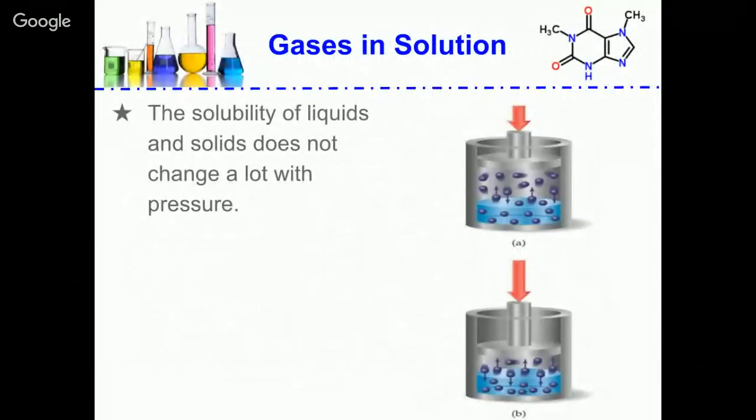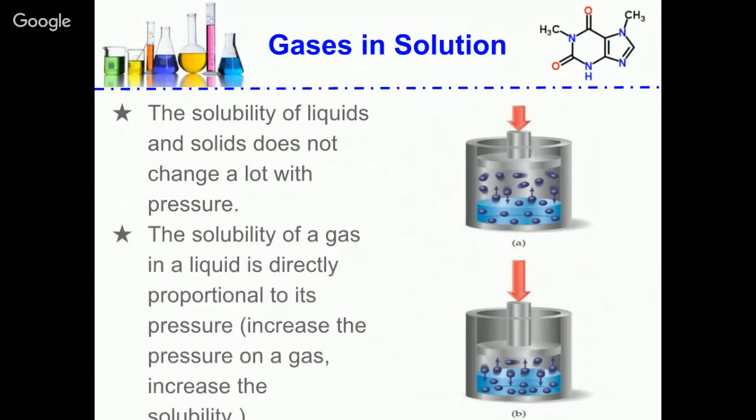The solubility of liquids and solids does not change a lot with pressure. The solubility of gases, however, is directly proportional to its pressure. So if you increase the pressure on the gas, you're going to increase the solubility. If you push on the gas above a liquid, you're going to push more of those gas molecules into that solution.